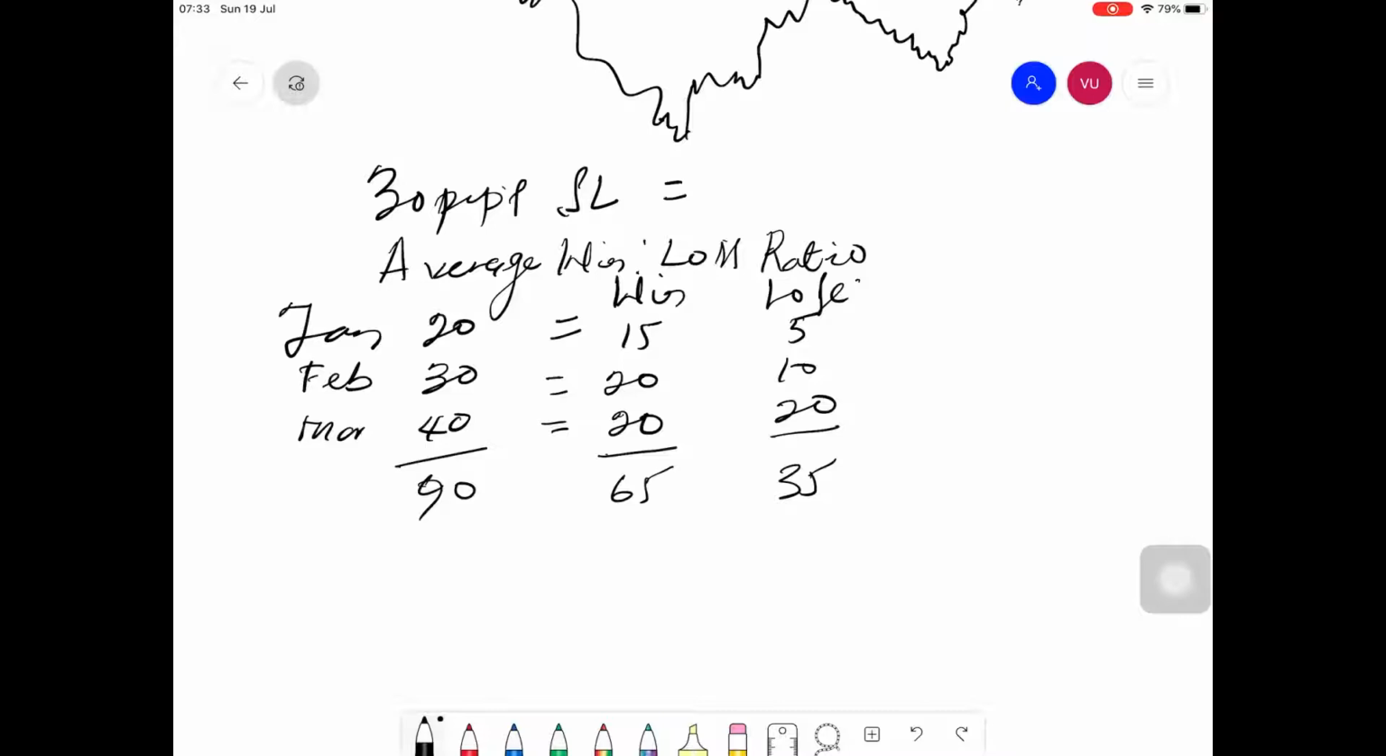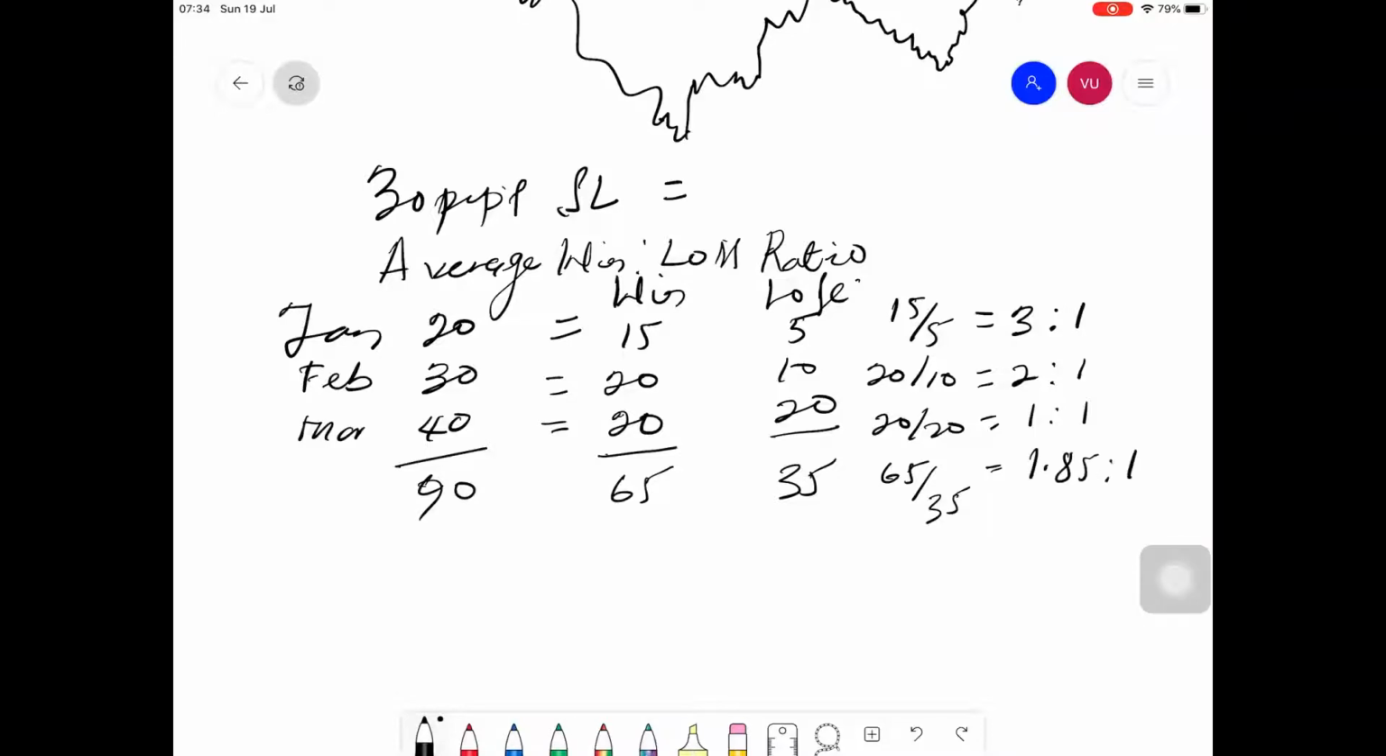Your average win-loss ratio, your win-loss ratio for January is 15 divided by 5, which is 3-to-1. Your win-loss ratio for February is 20-to-10, which is 2-to-1. Your win-loss ratio for March is 20/20, which is 1-to-1. Now to get your average win-loss ratio, it is simply 65 divided by 35, which gives you 1.85:1. So your average risk reward ratio is 1.85:1.